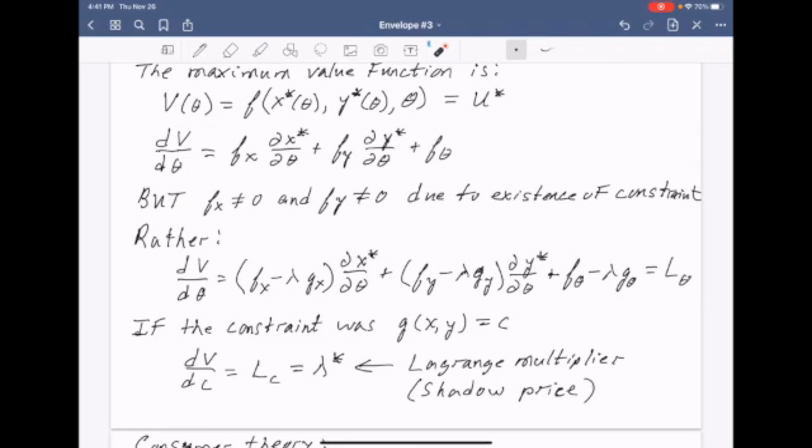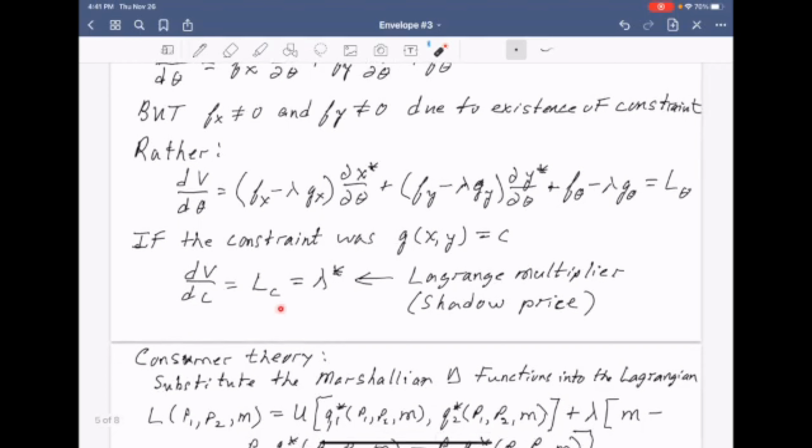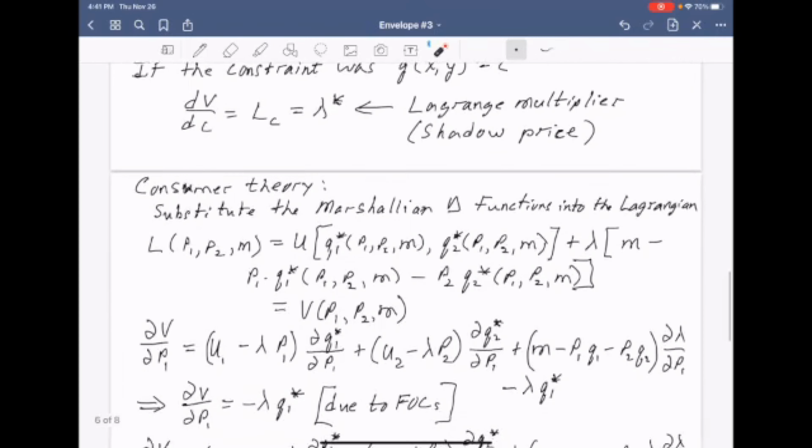If the constraint was given like this, where we had a right-hand side cost here, then we would find that the derivative of the Lagrangian with respect to C is identical to lambda star, the Lagrange multiplier, or the shadow price. All right, whereas here, the partial of the Lagrangian with respect to theta is equal to f theta minus lambda g theta. So that was clearly shown in chapter 5 of Dixit.